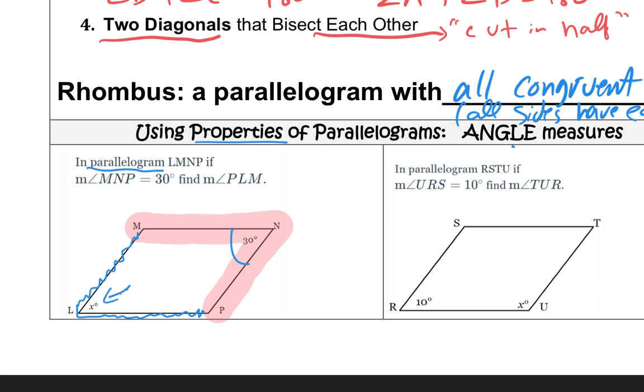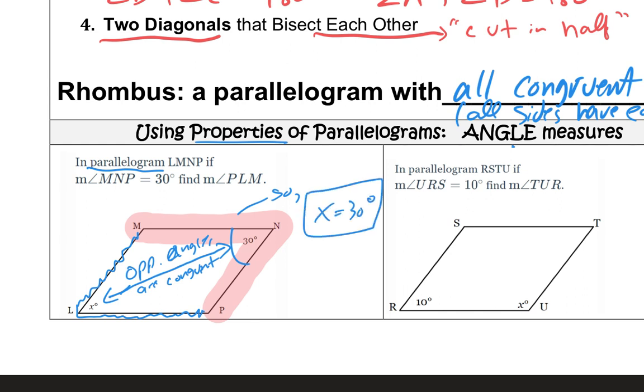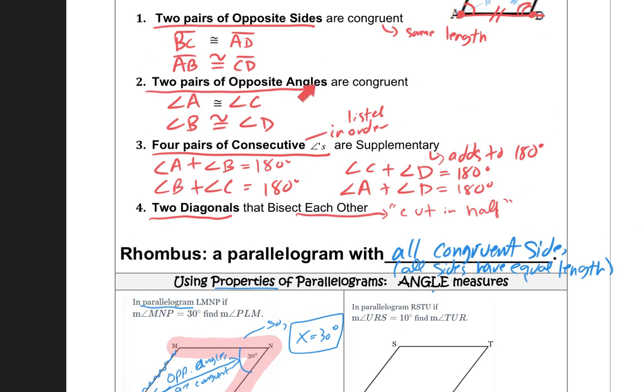Well, if it's a parallelogram, we know these opposite angles are congruent. Right? Opposite angles are congruent, so X equals 30 degrees as well. Okay, because opposite angles are congruent. That's what we talked about right over here, right? We said opposite angles are congruent.